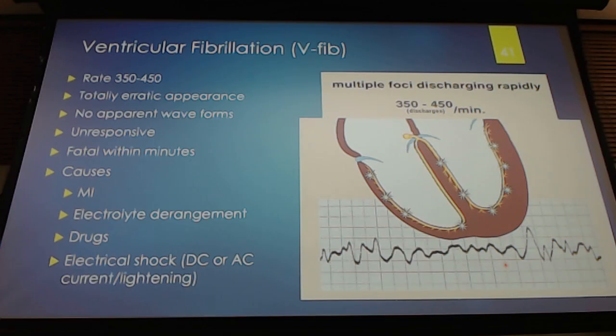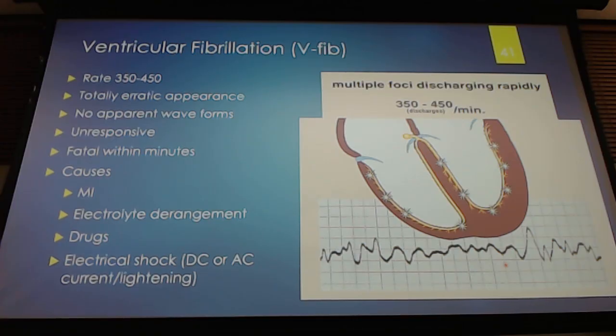VFib. In VFib, just like we talked about with atrial fibrillation, we have multiple foci in the ventricles that are trying to fire all at once. We have this really erratic appearance on our ECG. We don't know what the heck's going on. We don't even really see anything clear. It looks like a whole bunch of squiggly lines on our ECG. These patients are going to be coming into you unresponsive, and we have 30 seconds to a minute, maybe a minute and a half to fix this, or they're going to die.